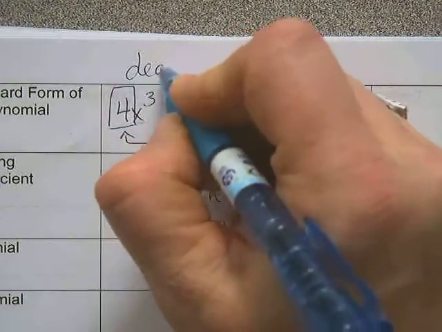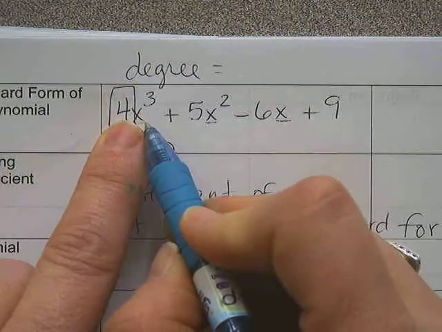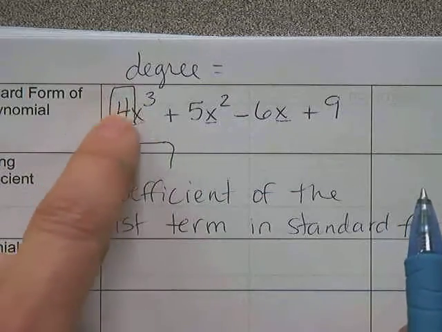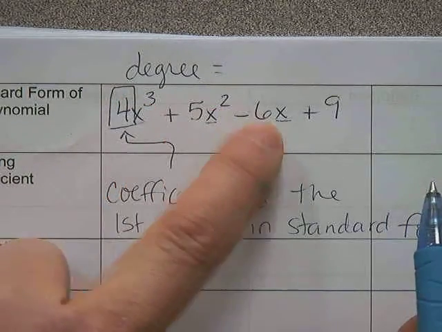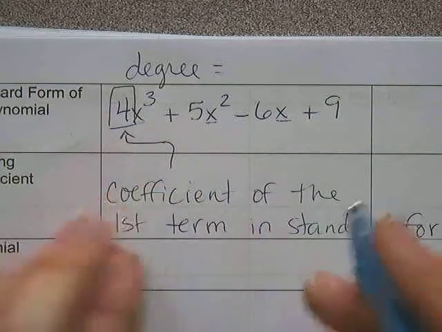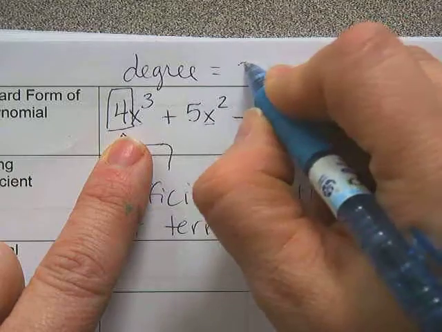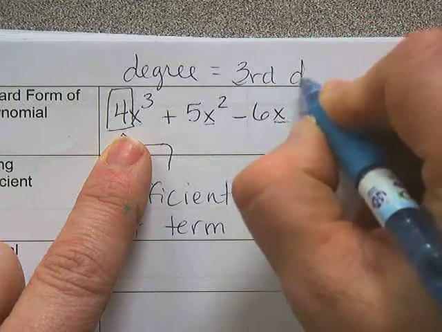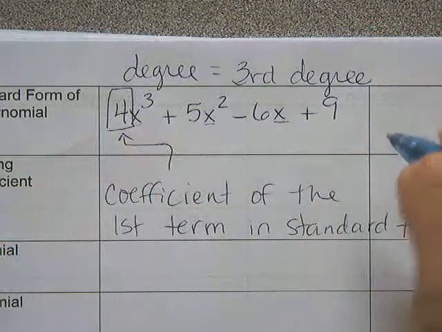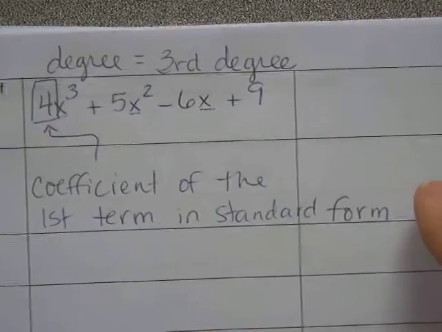And if I were to ask you for the degree of this polynomial, remember you look at each individual term. This is a 3rd degree, 2nd degree, 1st degree, 0 degree. And the overall degree of the polynomial is whatever term is the highest degree. So this is a 3rd degree polynomial. Means it's to the 3rd power. Okay.